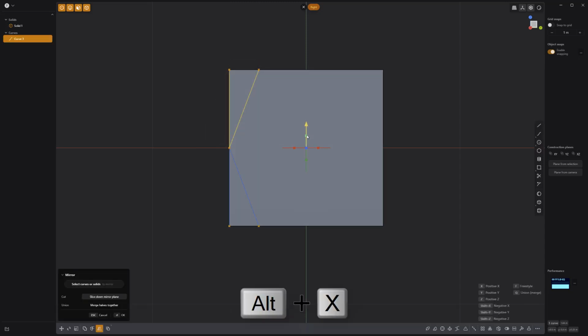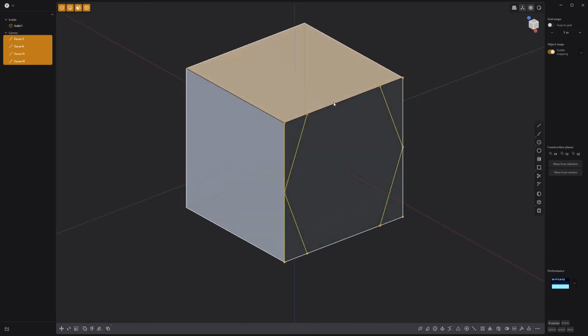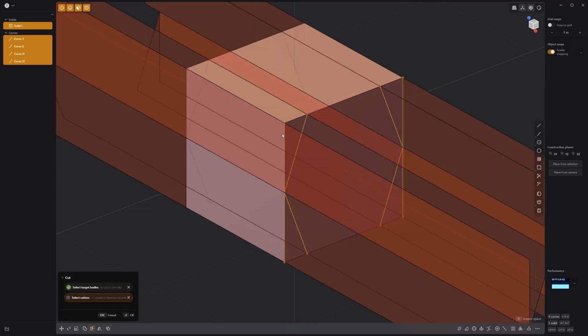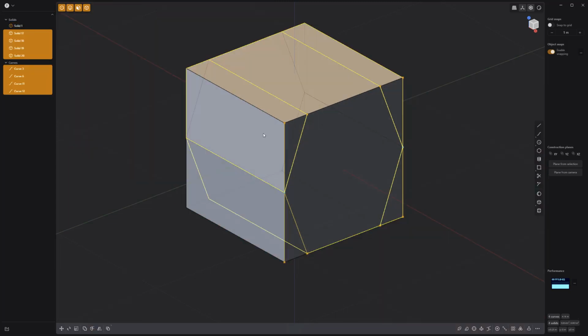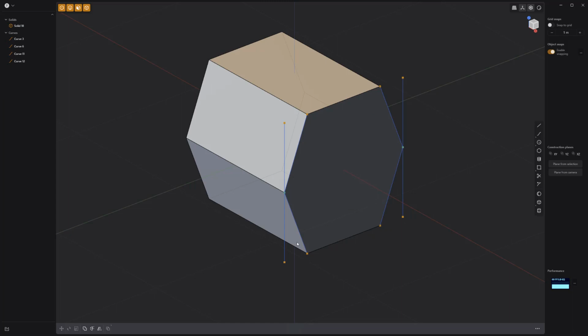Mirror the new curve vertically, then mirror both curves horizontally to create 4 curves. Select the cube, followed by the curves, and press C to cut the cube with the curves. Then delete the 4 corner solids.